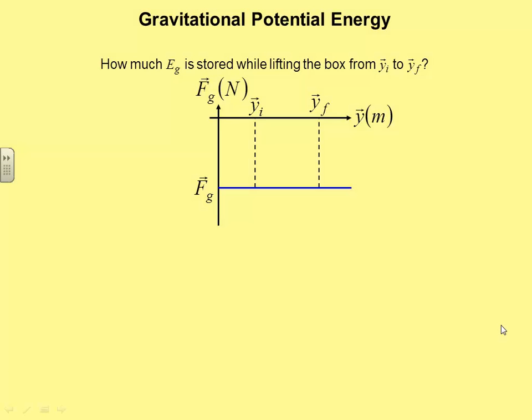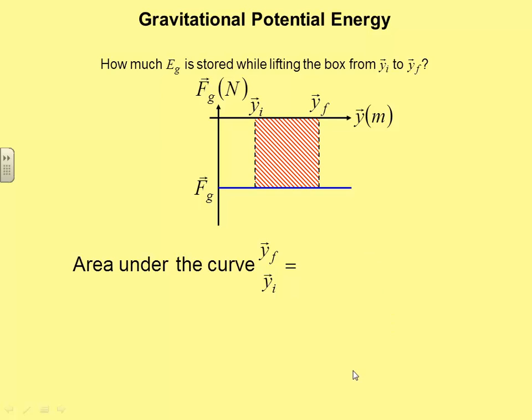Now, what if instead of lifting the box from the ground to a height y, we started it a little bit above the ground, yi, and ended it above the ground even higher at yf? Well, we could do this a couple of ways. First of all, we could just find the area of this rectangle right here. But I want to write this in a calculus-y way for those of you that are there. So we could find the area under the curve from yi to yf by first finding the area from 0 to yf, that's the big area, and then subtracting off the area from 0 to yi.